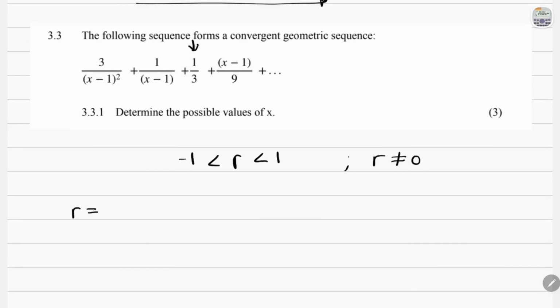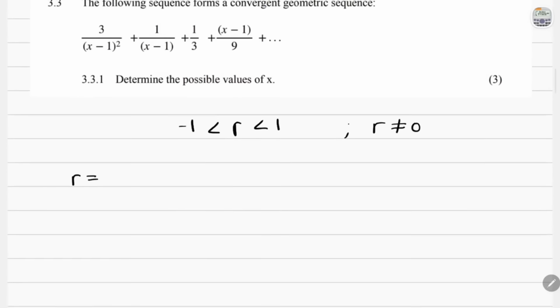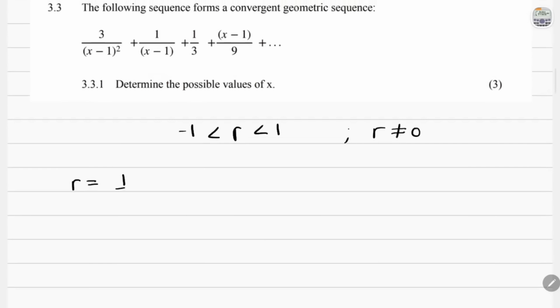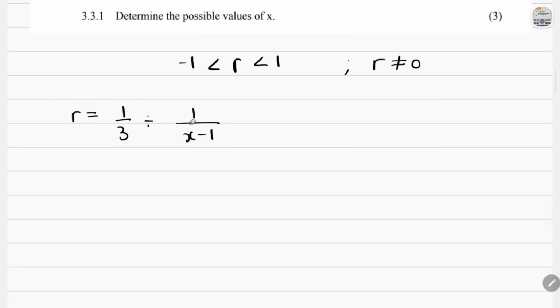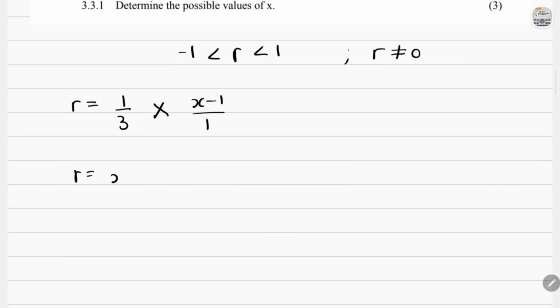You can also say this term divided by this term. I like to take the easiest one that we can take. Let's try 1 over 3 divided by 1 over x minus 1. Because we're dividing, we can use tip and times. So you tip this, swap the numerator and denominator, change the division to multiplication. And so r is just x minus 1 over 3.